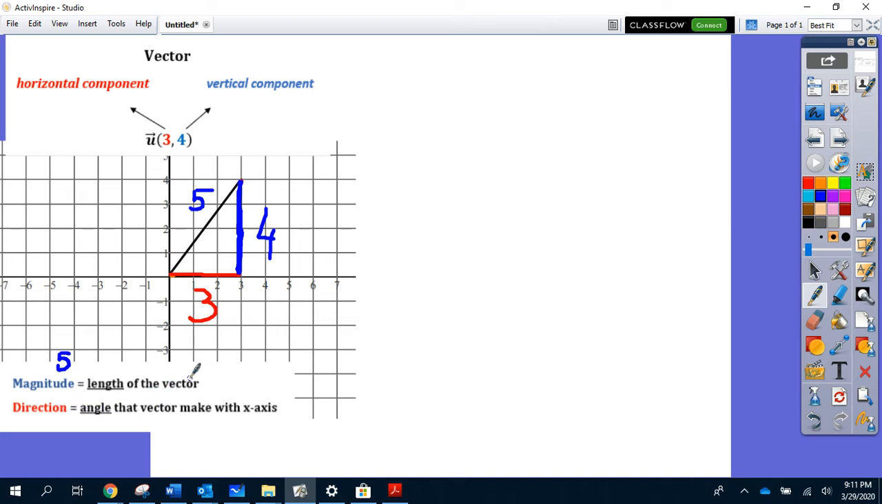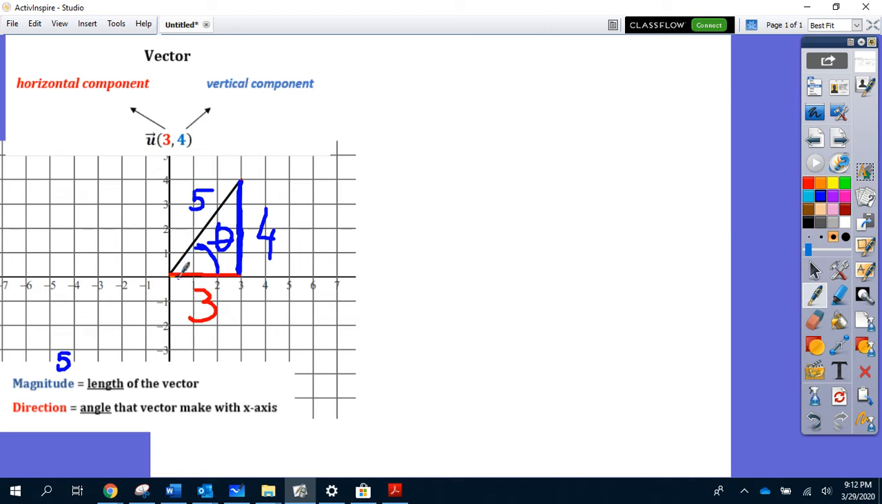What is direction? Direction means the measure of the angle that the vector makes with the positive sense of the x-axis. And don't forget, we measure and count this angle in the trigonometric sense, I mean counterclockwise. Let's label this angle. This is our angle, let's say angle theta.